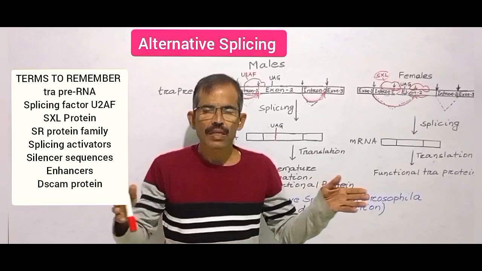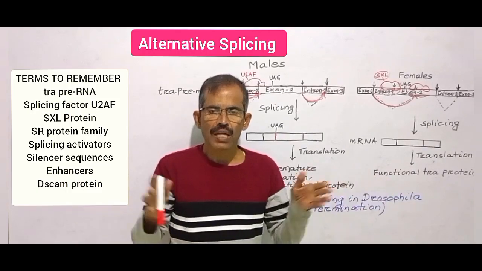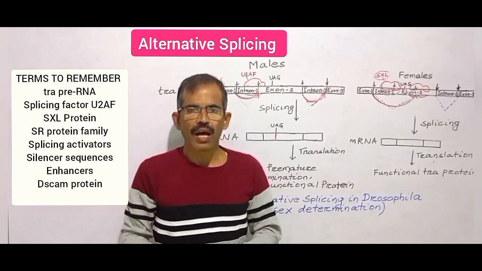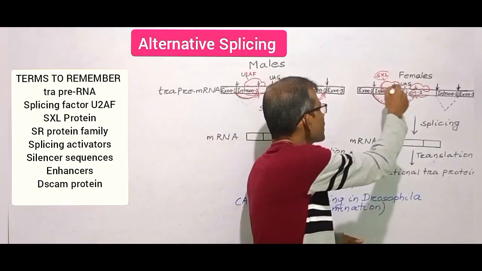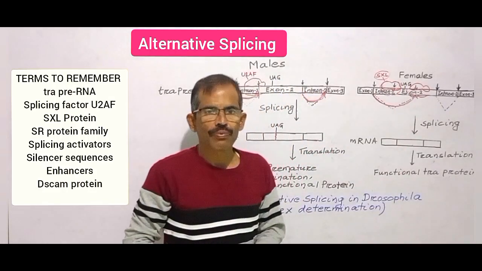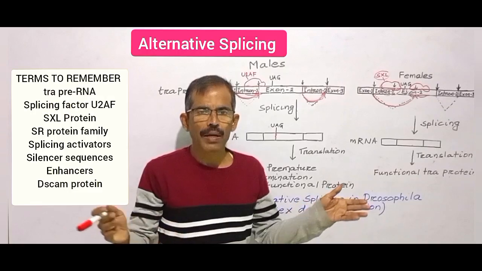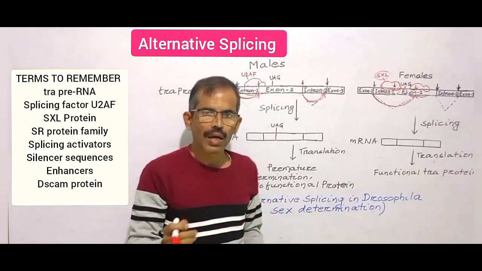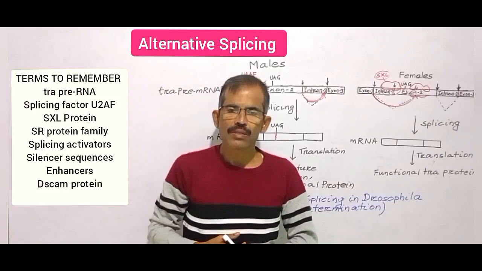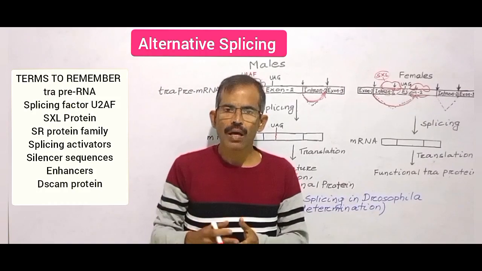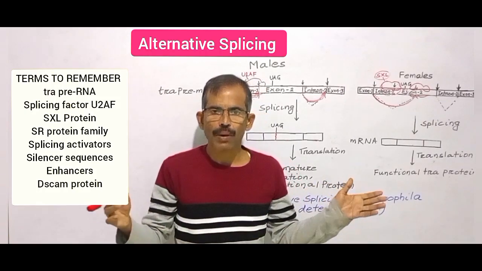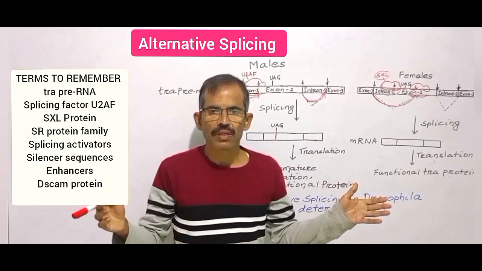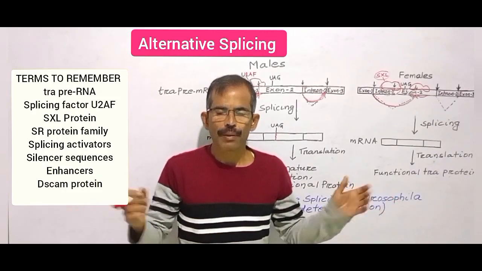The alternative splicing of transformer pre-mRNA illustrates the action of SXL protein, which functions by blocking the binding of the splicing factor U2AF. A large group of proteins similarly regulates alternative splicing by binding to silencer sequences in the pre-mRNA.